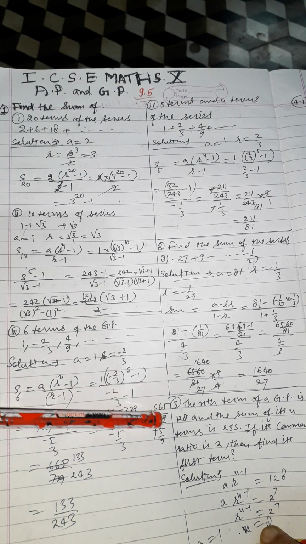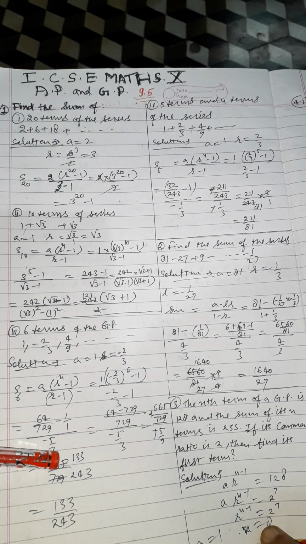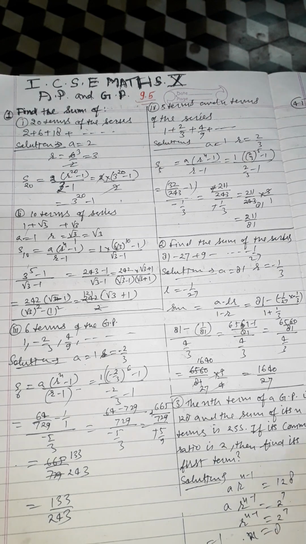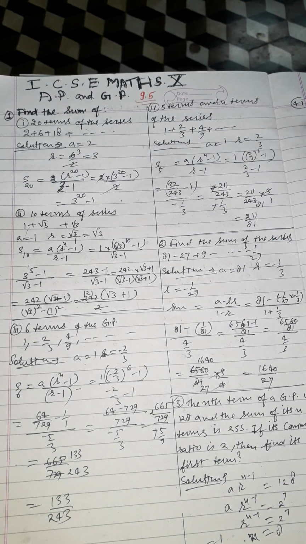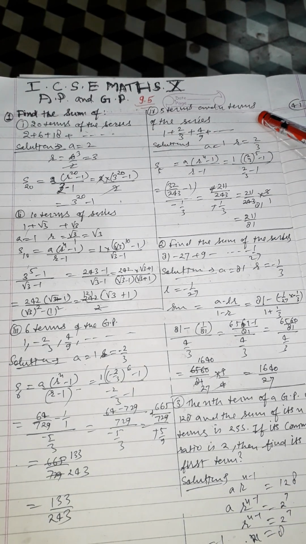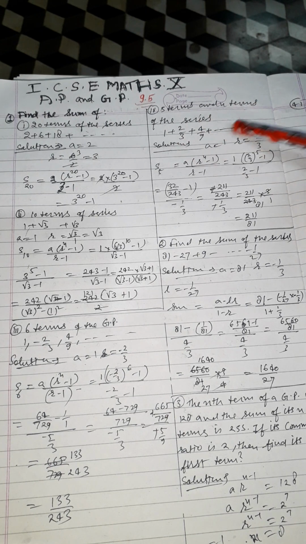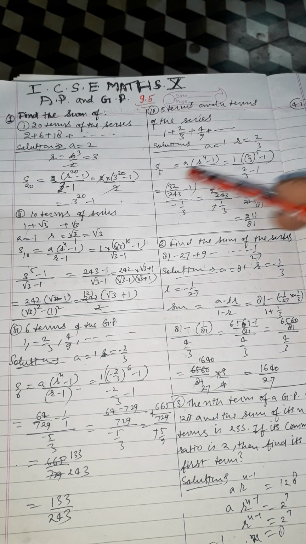It is 665 upon 729 into 3 by 5, which is 133 upon 243. Next part, fourth number: 5 terms of the series 1 plus 2 by 3 plus 4 by 9 plus and so on. A is equal to 1, R is equal to 2 by 3.